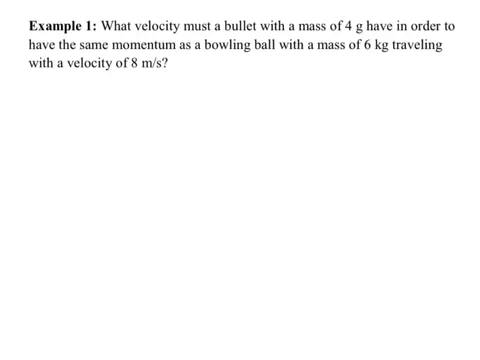Now, before we come up with an answer, what can you tell me about the relative velocity? Will it be greater than, less than, or equal to the velocity of the bowling ball in order for them to have the same momentum? Well, the bullet's going to have a greater velocity. Why? Because in order for a bullet, or a smaller object with a smaller mass, to have the same amount of momentum, you have to have a greater velocity and vice versa.